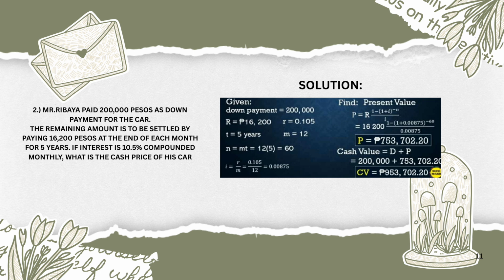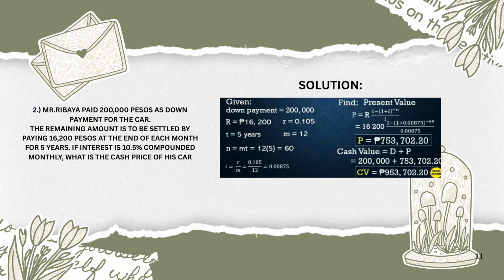i equals r divided by m, 0.105 over 12 equals 0.00875. And for the formula, P equals R times the fraction 1 minus (1 plus i) raised to the negative n, divided by i.